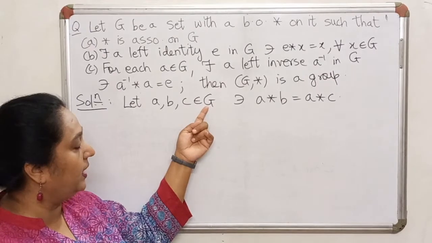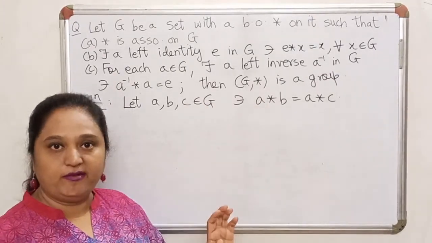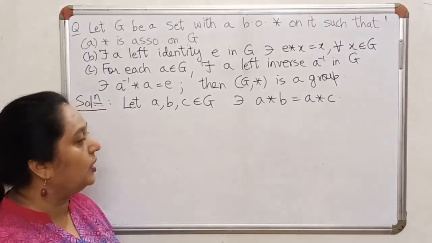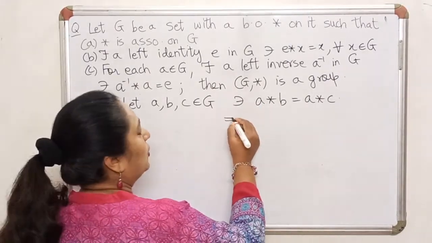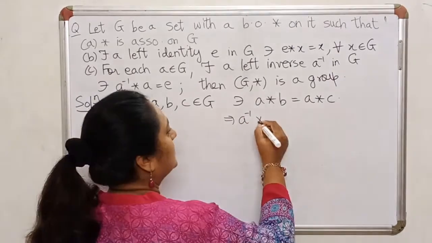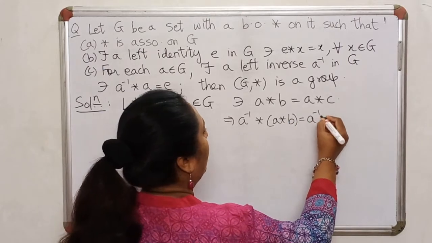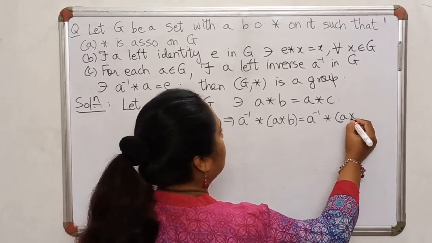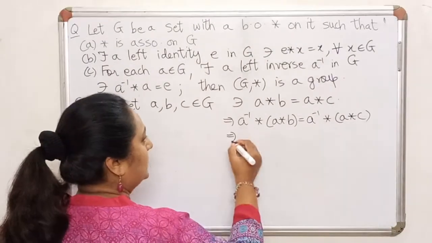Now, remember, every element has a left inverse. In this set, every element has a left inverse. So, in particular, A will also have a left inverse. So, let us pre-multiply both sides by A inverse. So, I will get A inverse star A star B equal to A inverse star A star C, and now use associative property and shift brackets.